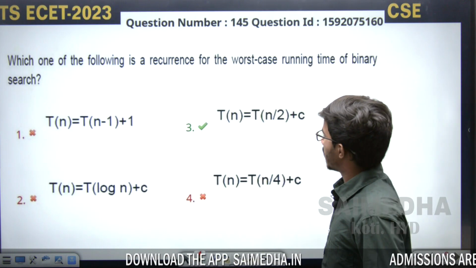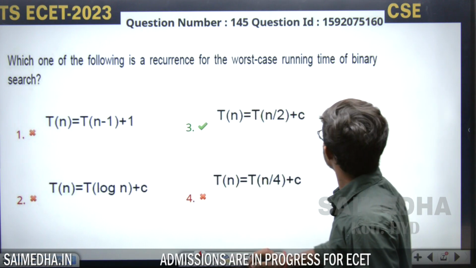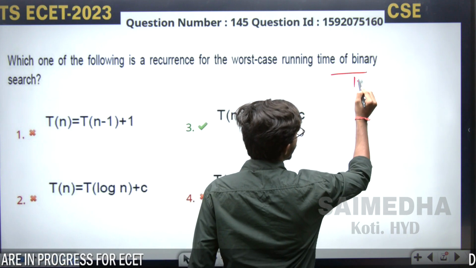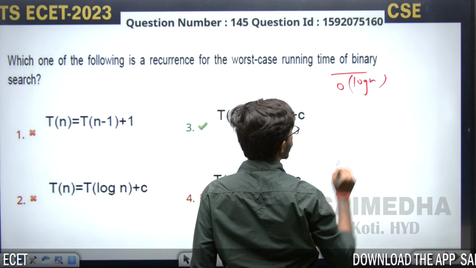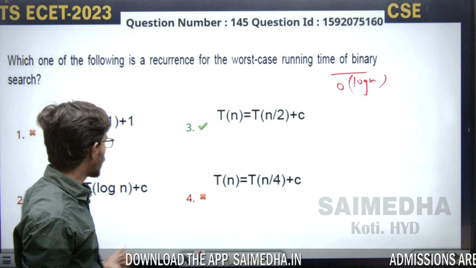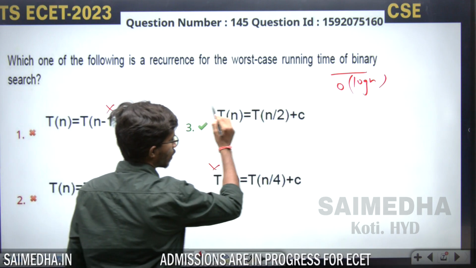Which of the following is a recurrence for the worst case running time of a binary search? If you take the complexity of a binary search, it will be big O of log n, right? If you know the formula for the recurrence relation, it is a very direct answer. So this is not the right option, and this is the right option.